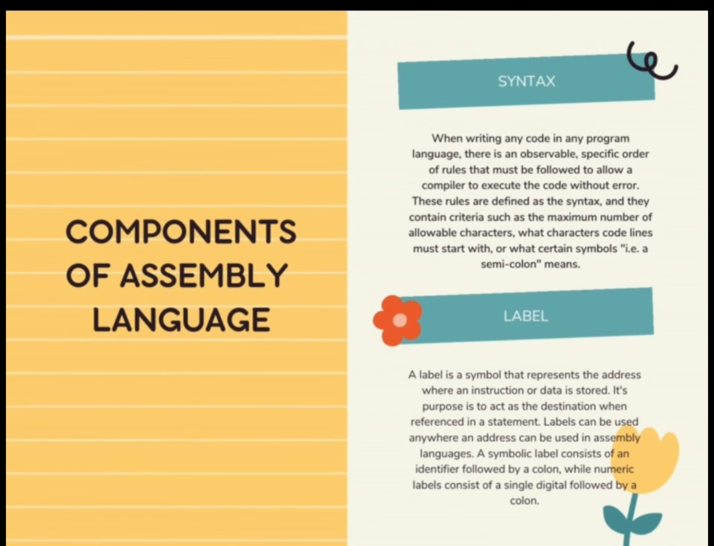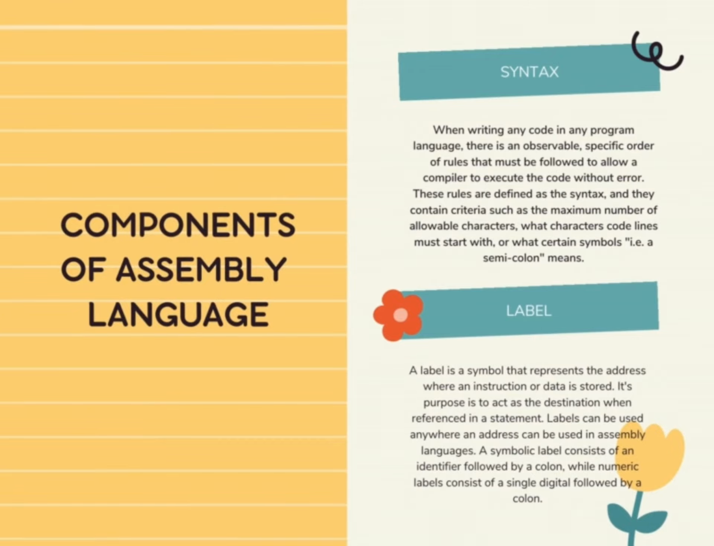Label. A label is a symbol that represents the address where an instruction or data is stored. Its purpose is to act as the destination when referenced in a statement. Labels can be used anywhere an address can be used in assembly language. A symbolic label consists of an identifier followed by a colon, while numeric labels consist of a single digit followed by a colon.